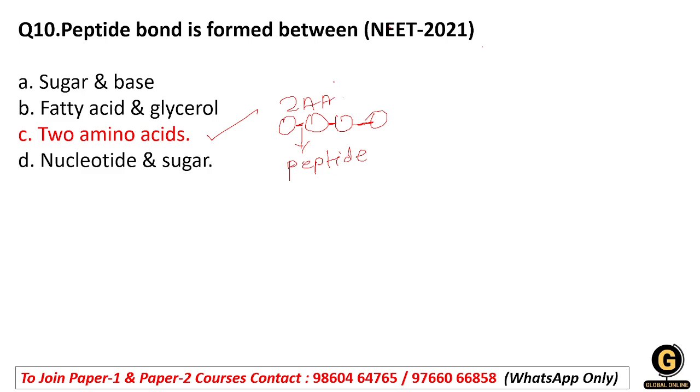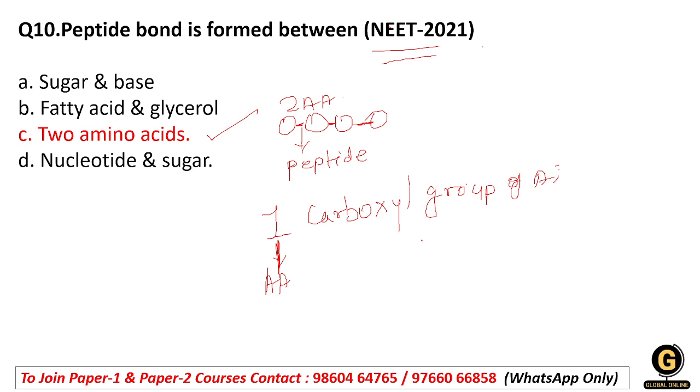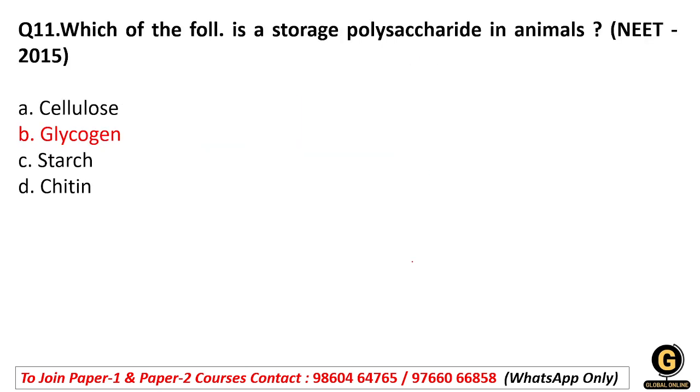Yes, and if someone asks this question in more depth, it is between the carboxyl group of one amino acid and the amino group of another amino acid. Yes students, the amino group of the other one. This is the peptide bond. Okay, this question was asked in NEET 2021. Moving forward to the next question.